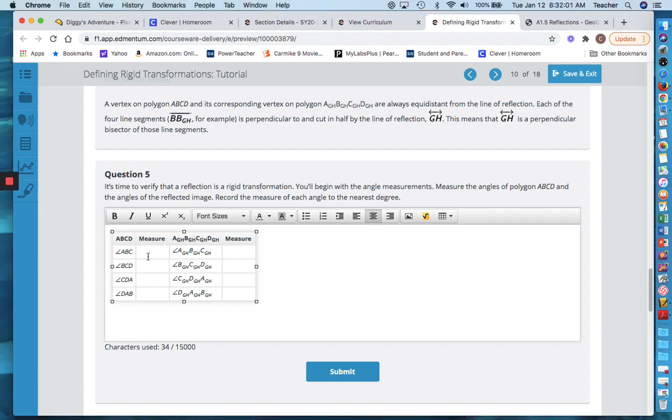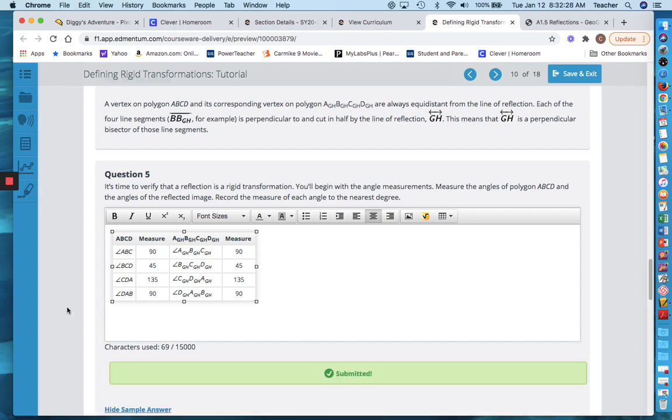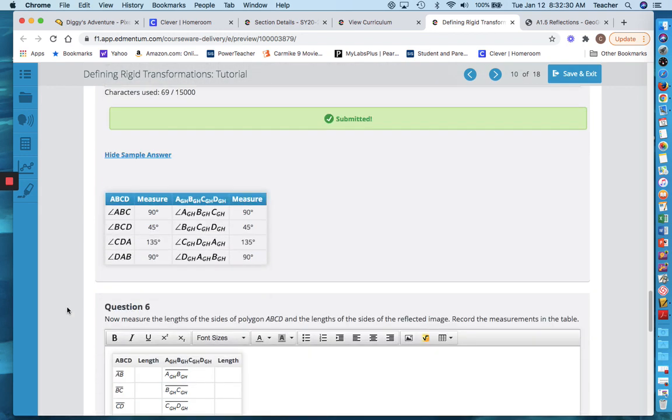So we found B to be 90, and the new B is 90. C is the letter in the middle, which was 45, and the new C, that's the image, is 45. D is the letter in the middle. D was 135, and the image D is 135. A was, what was A? A was also 90, and that means the new A is also 90. So they're not going to change each other. All right, sweet, there we go.